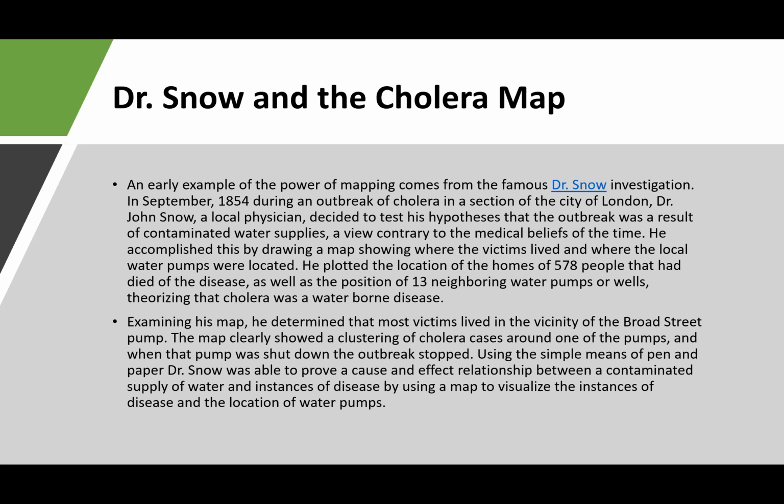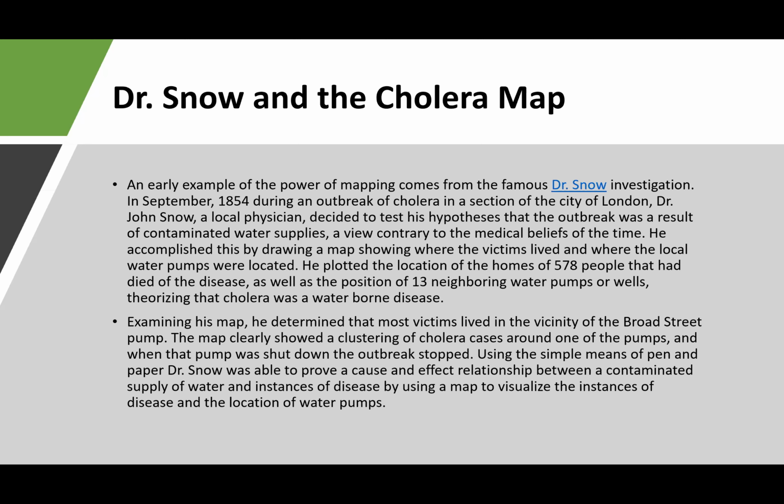He plotted the location of the homes of almost 600 people that had died of cholera, as well as the position of 13 neighboring water pumps or wells, theorizing that cholera was a waterborne disease rather than an airborne disease. In examining his map, he determined that most victims lived in the vicinity of one specific water pump. The map clearly showed a clustering of cholera cases around one of the pumps. And when that pump was shut down, the outbreak stopped.